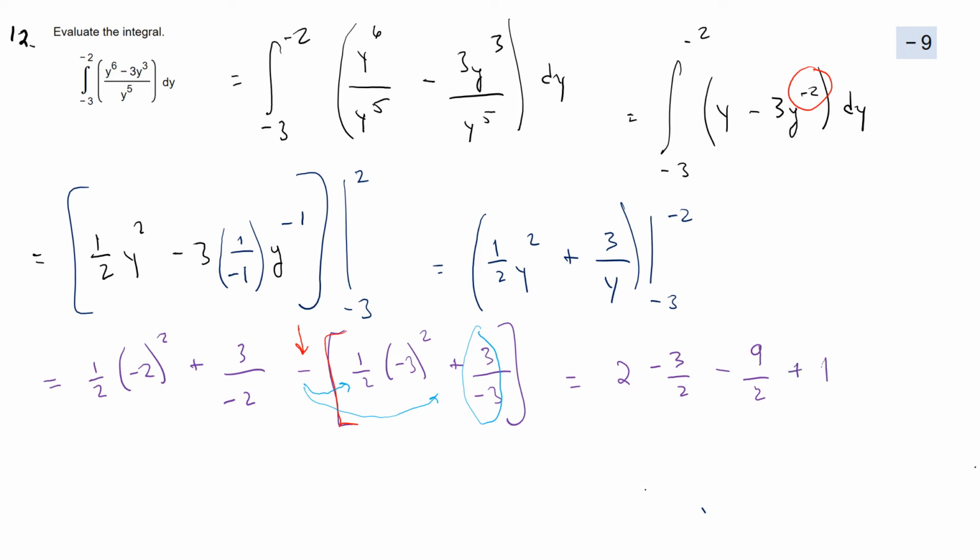All right, so now I have just 4 numbers to combine. Maybe what I'll do is I'll add the 2 in the front and the 1 on the back, so that's 3. And negative 3/2 minus 9/2 is negative 12/2, right? Negative 3/2 minus 9/2, yep, that's negative 12/2. So I have 3 minus 6, which is negative 3.